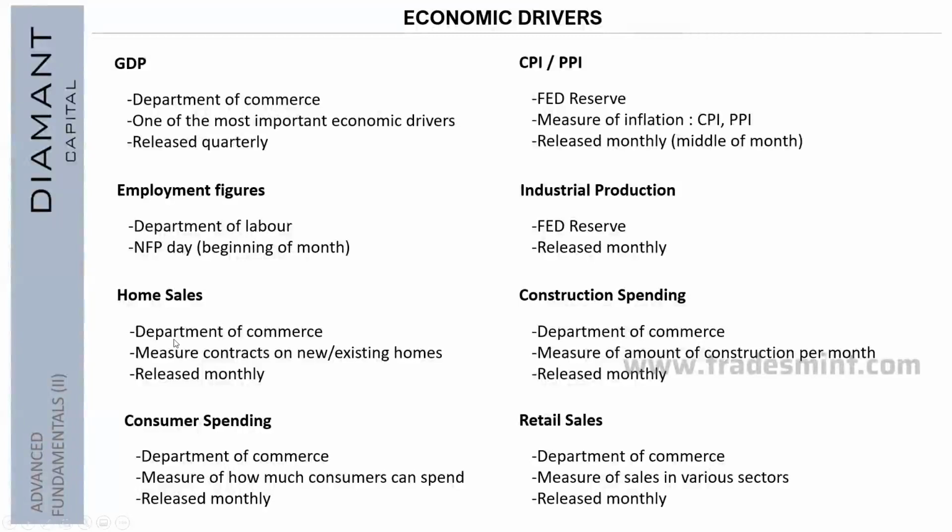Next thing is home sales. This is from the Department of Commerce. It measures contracts on new and existing homes. And again, this is released monthly. As you can tell, a lot of this data is released monthly, so that's why we've always got to keep on top of it. And of course, next relating to home sales is construction spending. Again from the Department of Commerce, it's a measure of the amount of construction that occurs per month. And this is again released monthly.